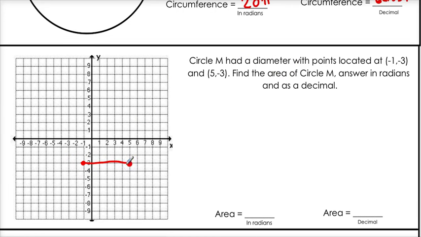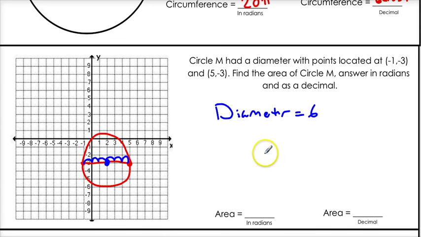Okay, so what we can do is either you can get your compass and draw the circle here, or you can just draw your own nice looking circle. So let's just draw it right here. Let's not get too fancy. And this is our center, right over here. Now, to find the length of our diameter, we just count. So it's 1, 2, 3, 4, 5, 6. So our diameter is equal to 6.